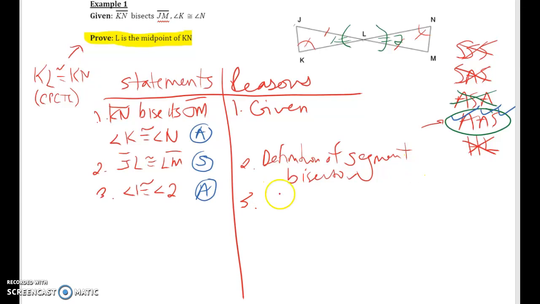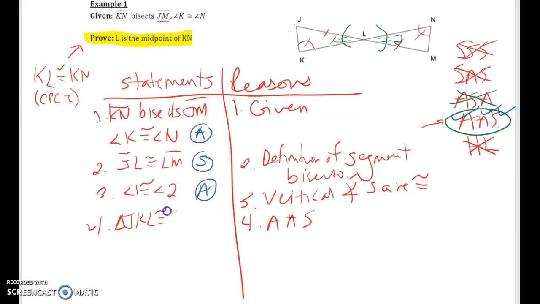So number 3, these are vertical angles are congruent. And so now I see I have an angle statement, another angle statement, and a side statement. So 4 by angle, angle, side, I can prove triangle JKL congruent to triangle MNL.